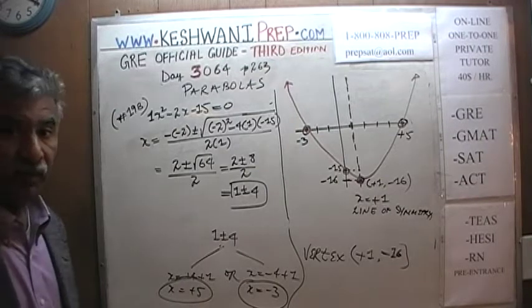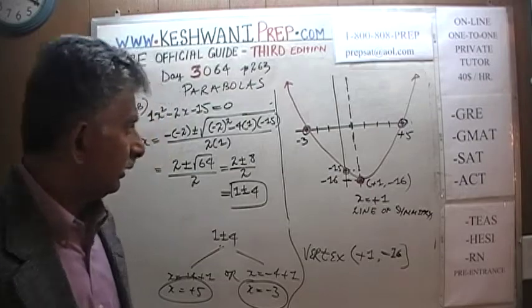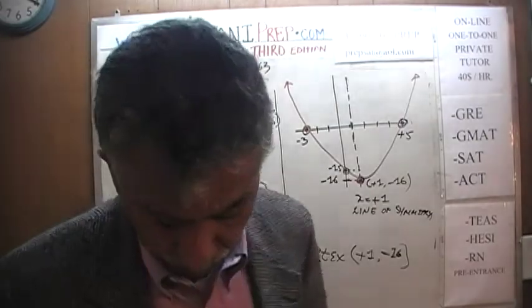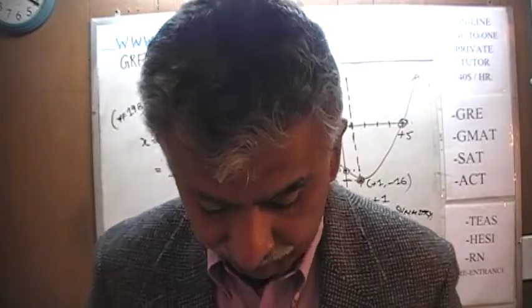Or we could have also used factorization. We could have used factorization and we would get the same answer. We're not going to worry about factorization, you can do it yourself. Okay? So that was the end of this problem. Tomorrow we'll do part C.